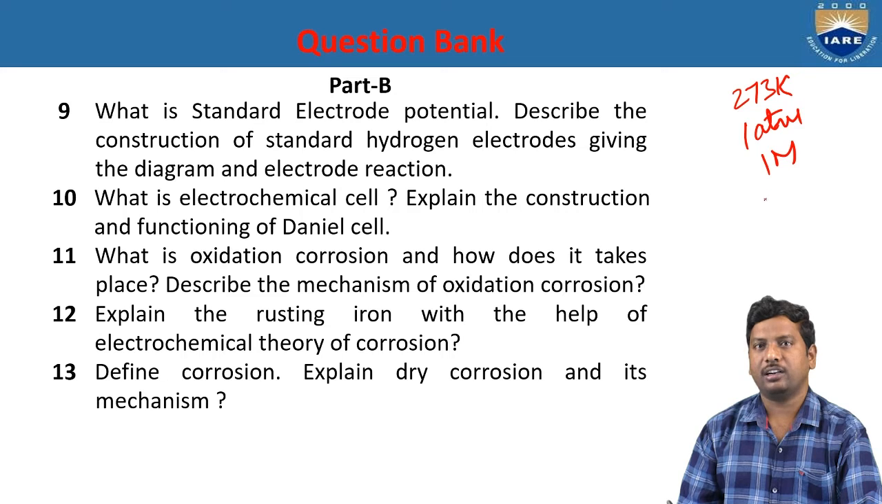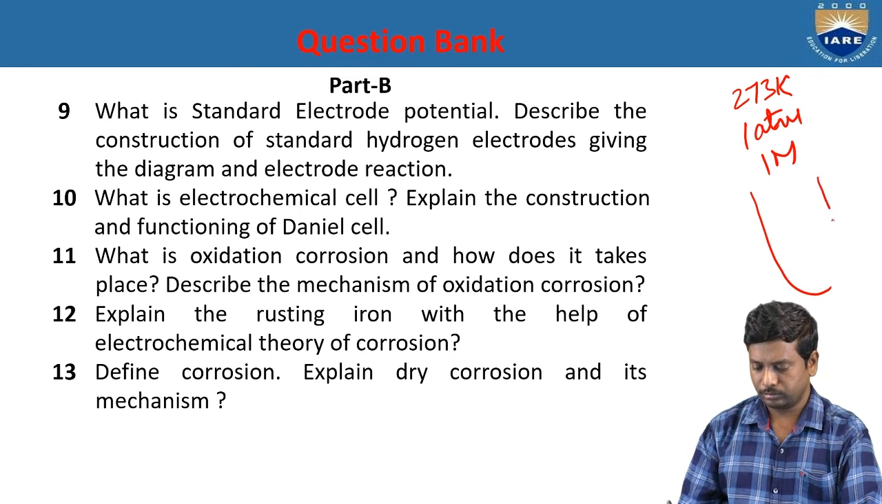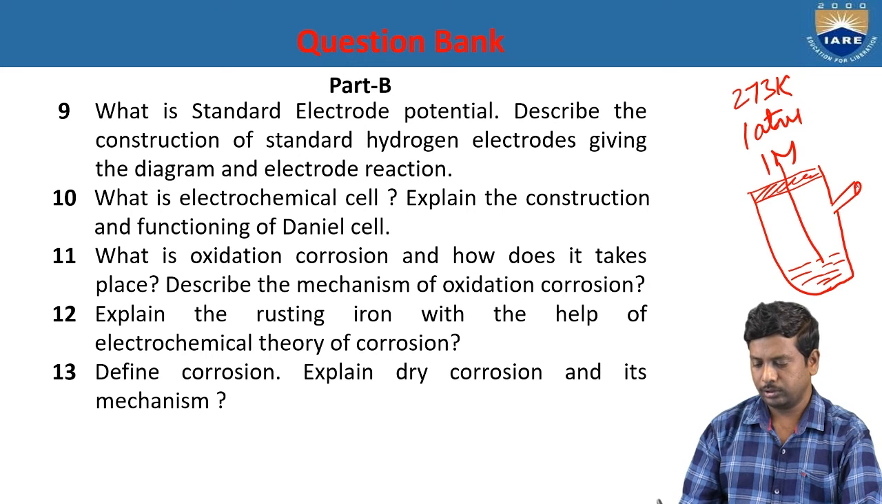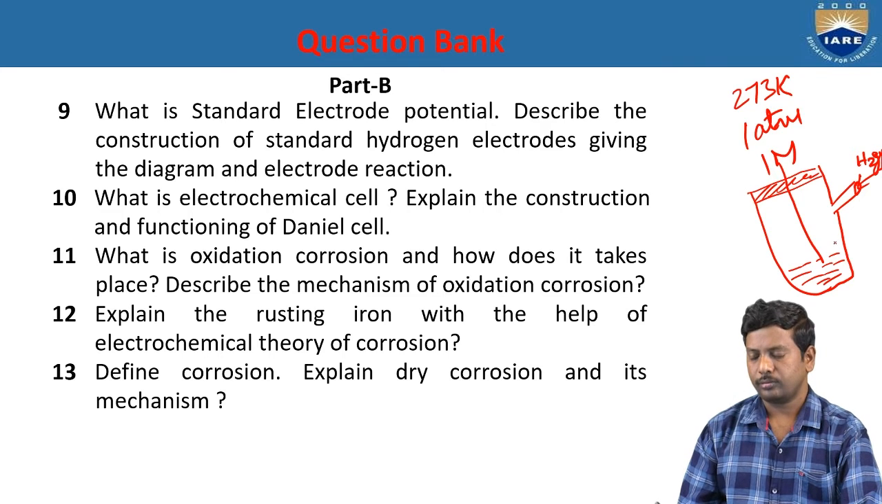And the standard hydrogen electrode is nothing but a U-shaped tube, and there is a platinum electrode, this side tube for the passing of hydrogen gas, and this is a platinum wire. Okay.